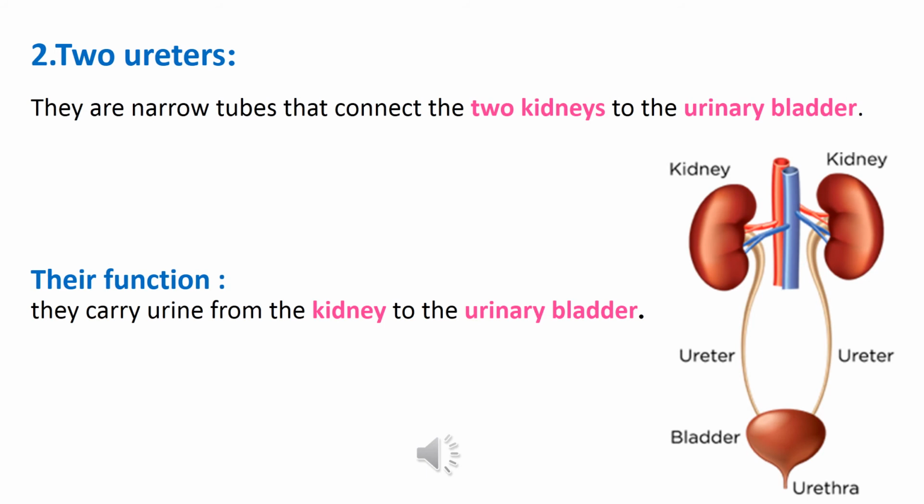Now we will talk about the second part of the urinary system, the two ureters. The two ureters are narrow tubes that connect the two kidneys to the urinary bladder. The function of the two ureters is to carry the urine from the two kidneys to the urinary bladder.